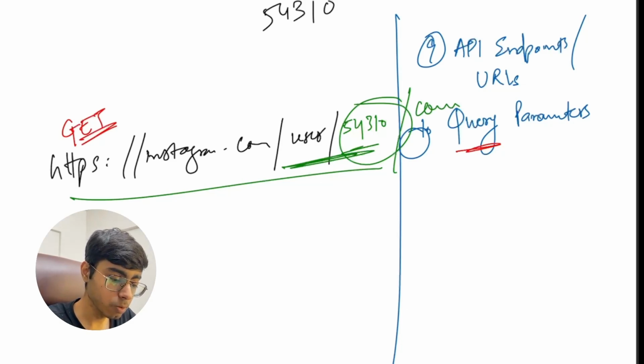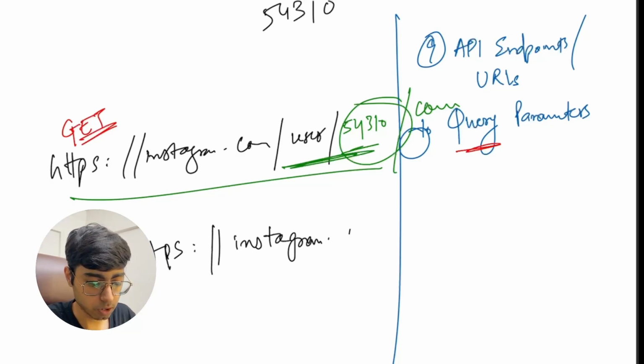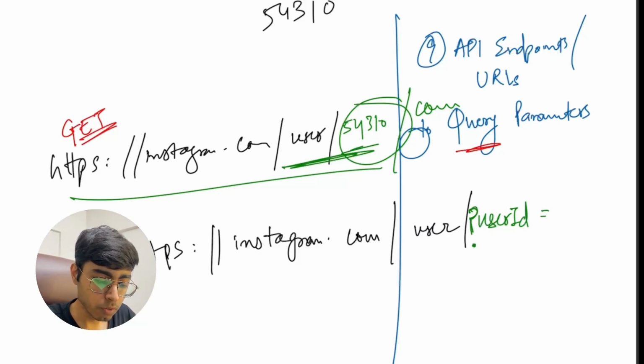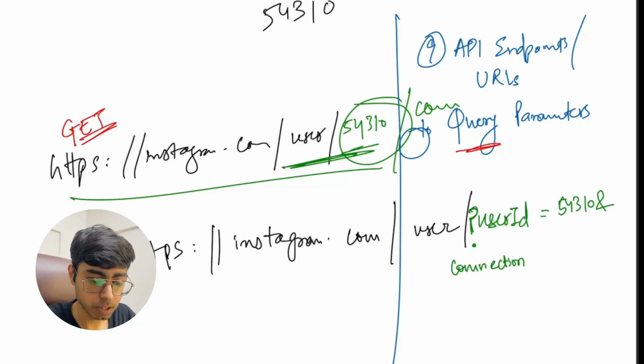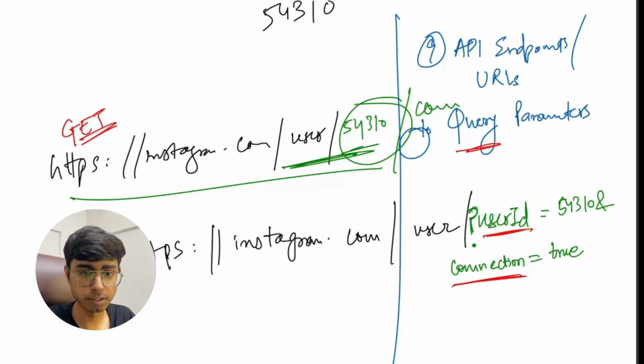So I will create a path for the query parameter example: https://instagram.com/user/?userId=54310&connection=true. What has happened here is I have passed two parameters. In basic programming we have positional parameters and named parameters. In named parameters you define the parameter using a key. These are your keys.